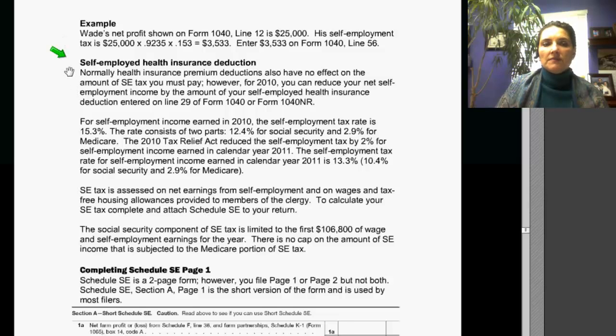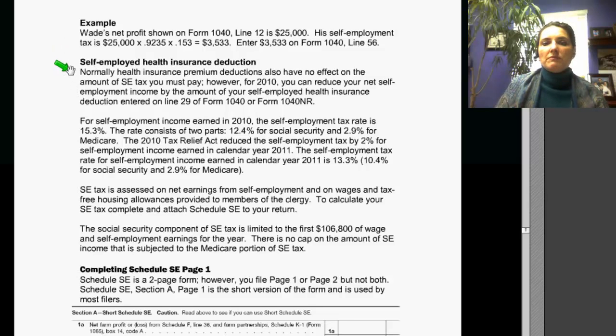Self-employed health insurance deduction. Normally, health insurance premium deductions also have no effect on the amount of self-employment tax you must pay. However, for 2010 only, you can reduce your net self-employment income by the amount of your self-employed health insurance deduction that is entered on line 29 of Form 1040 or 1040-NR.